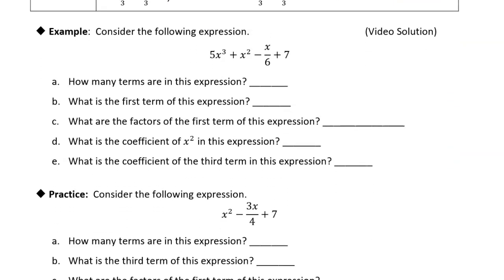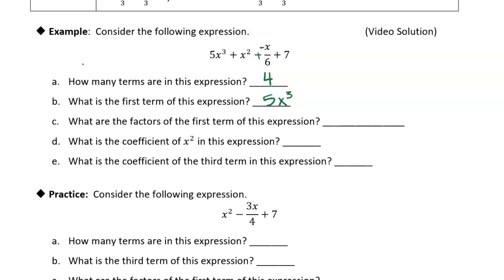All right, so the first example, we've just given an expression, 5x cubed plus x squared minus x over 6 plus 7. So first question is just how many terms are in this expression? Well, we can just count, right? We got 1, 2, 3, 4 terms. 4 terms in this expression. All right. So remember, terms are things that are added together, and I can change this into plus a negative x over 6. So that counts as a term. All right. What is the first term of this expression? Well, the first term, in the order that it's written, would be 5x cubed.